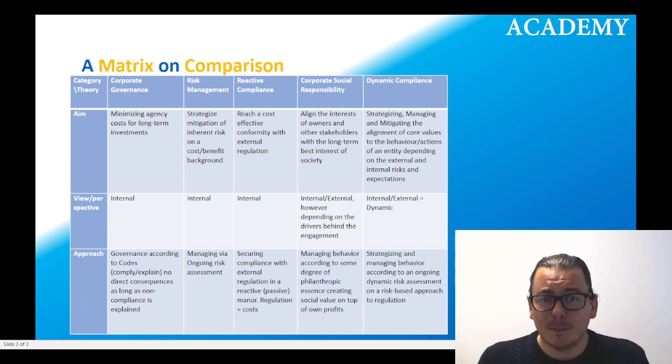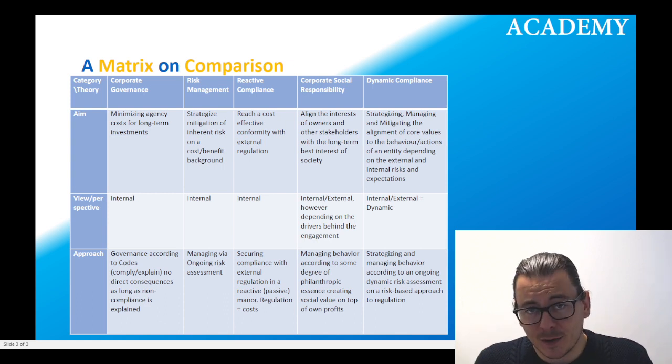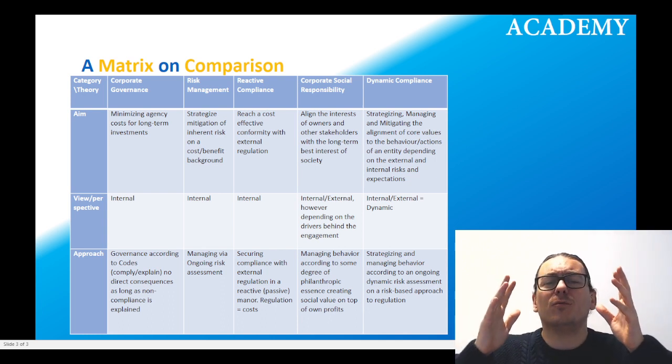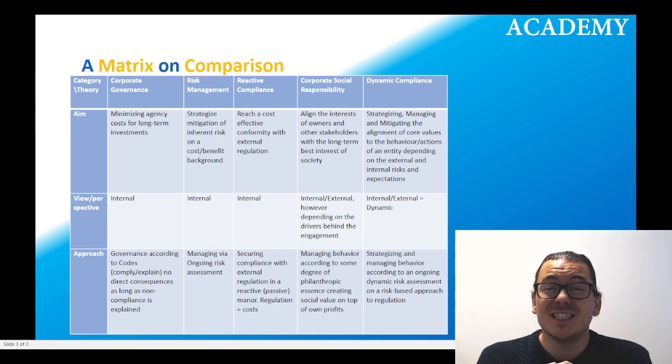Corporate governance is really important because it is governance, it's management, it is how you govern and manage your company. And in terms of dynamic compliance, when we have a society filled up with risk, managers need to comply with that risk. They need to assess it, identify it, mitigate the inherent risk, and make a strategy based on that risk picture.